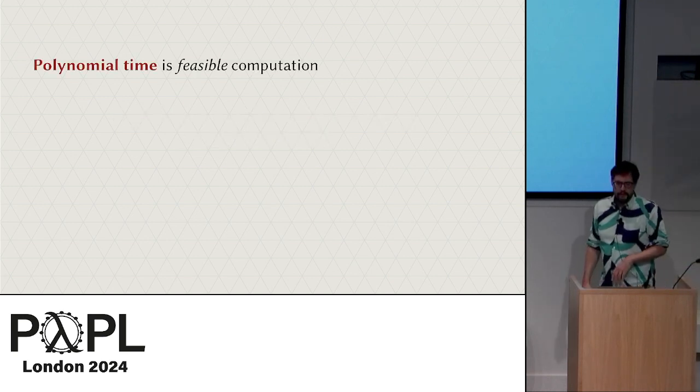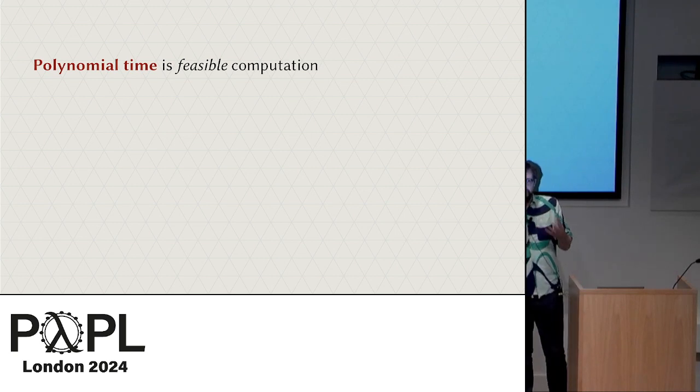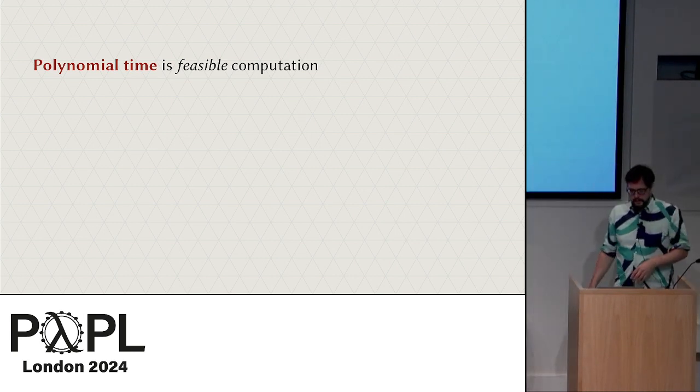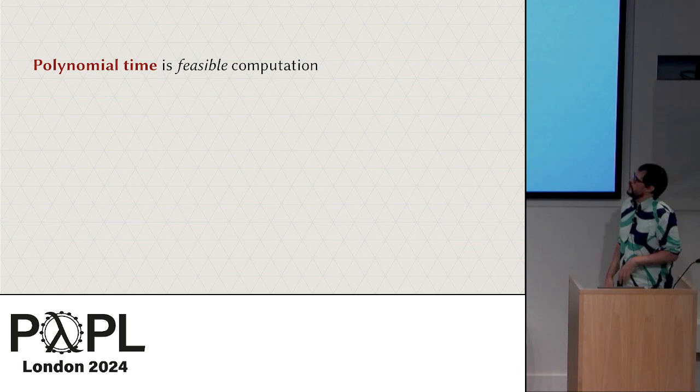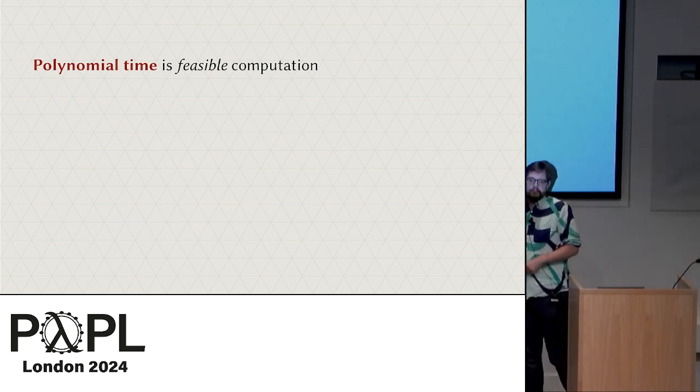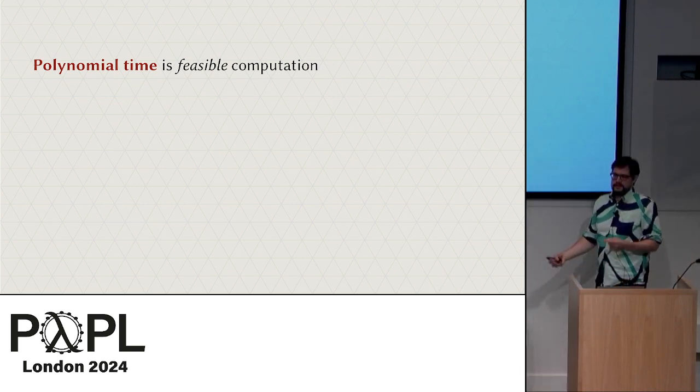So why are we interested in polynomial time? Probably most of you went to a course on computational complexity, and they said polynomial time is feasible computation. And then you immediately thought, well, what if it's n to the 100? It's not very feasible anyway.